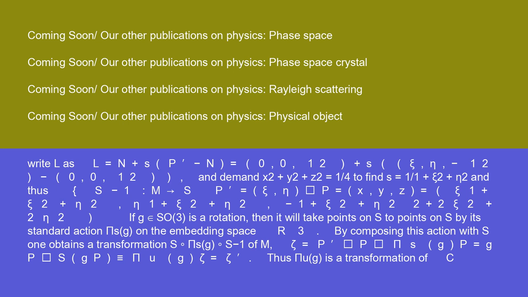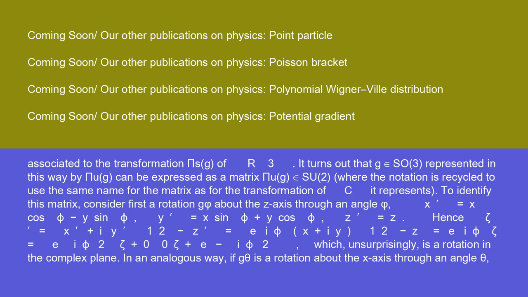If G is an element of SO(3), a rotation, then it will take points on S to points on S by its standard action on the embedding space R3. By composing this action with S, one obtains a transformation S ∘ G ∘ S^-1 of M: zeta goes to zeta prime, which is identical to pi_U(G). Thus pi_U(G) is a transformation of C associated to the transformation pi_S(G) of R3.